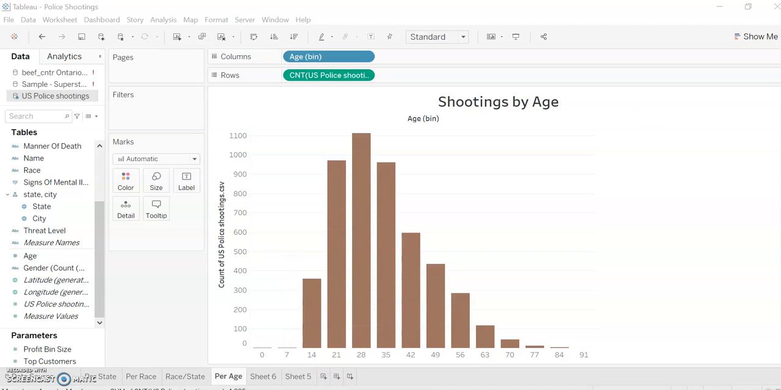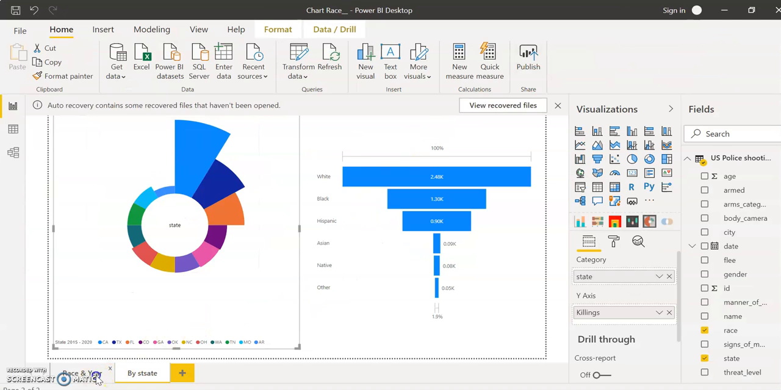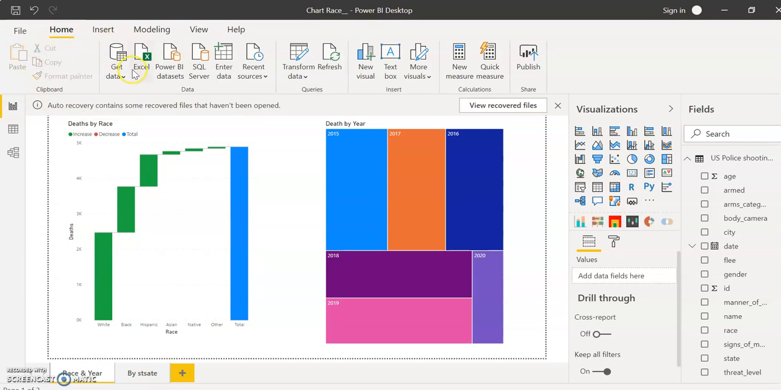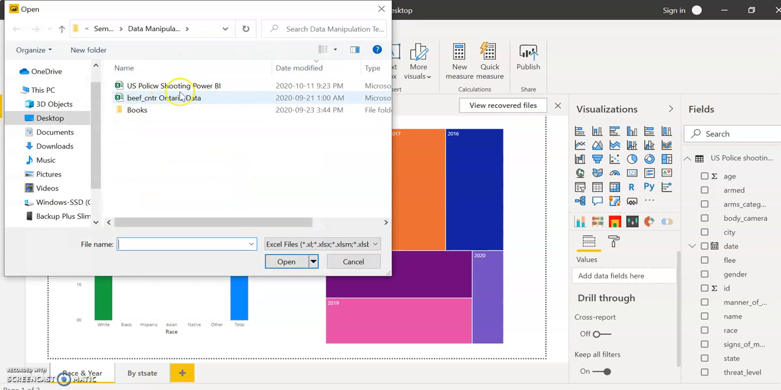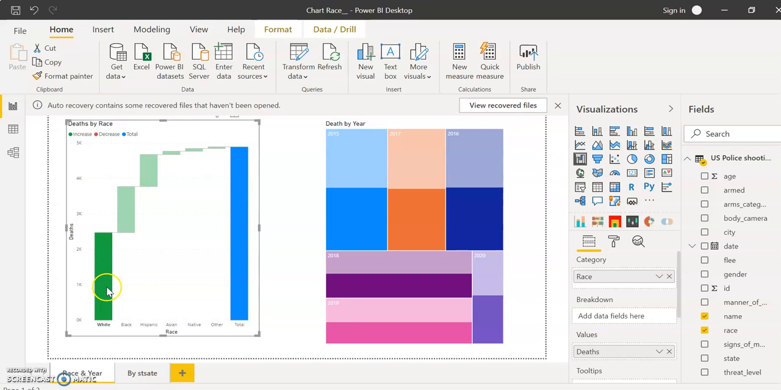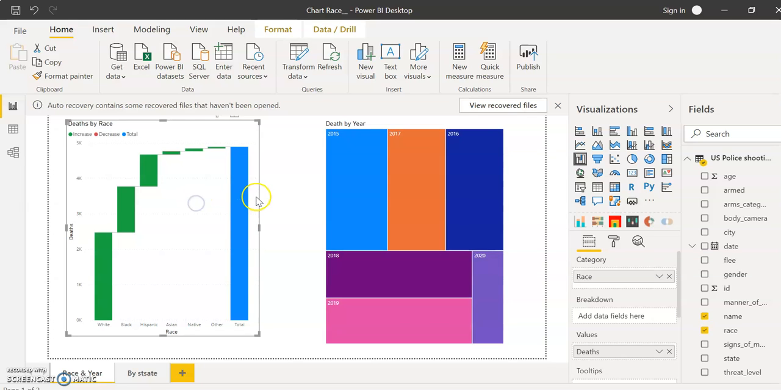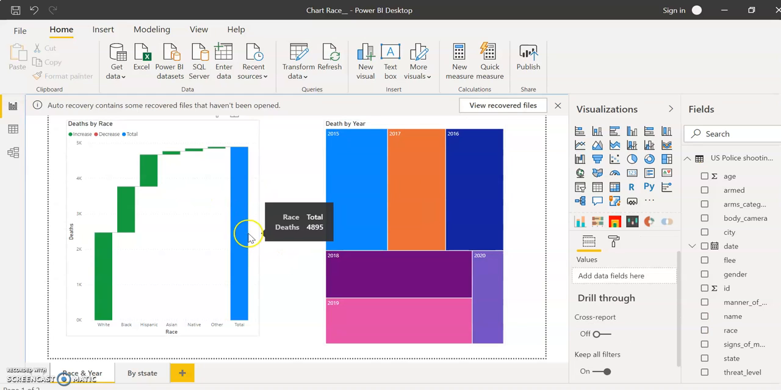So Power BI, similarly, I have 2 sheets. I uploaded my data through Excel. It was straight Excel, not the CSV this time around. I uploaded that, and I did an analysis of death by race, again similar to what I had in Tableau. I saw that white people, these are the number, and then for black is the number, and the total being 4,800, sorry, okay, 4,895, almost 5,000.